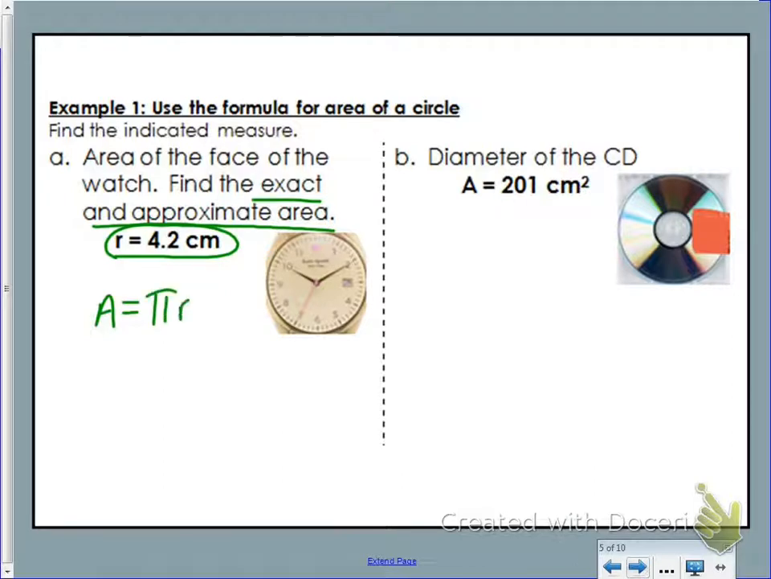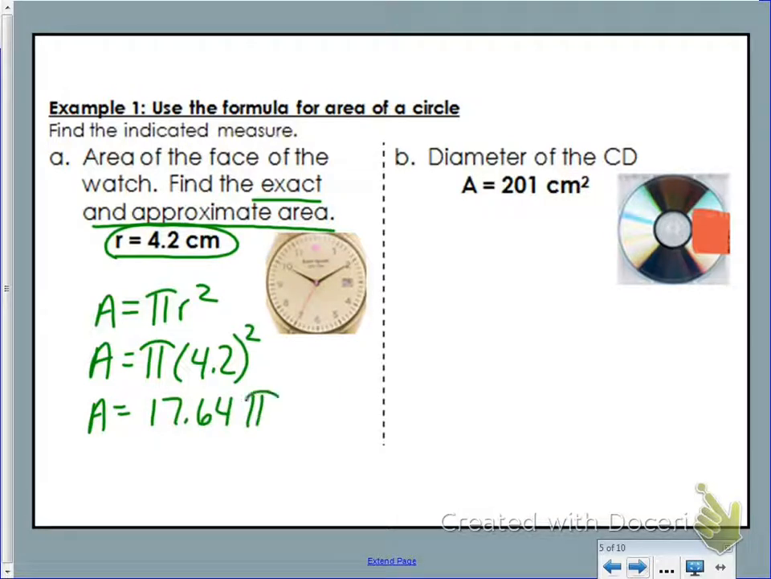So we start with our formula, area equals pi r squared. So pi times the radius of 4.2 squared would look like this. Now for the exact answer, all we're going to do is square 4.2, and we find that that's 17.64, and we don't multiply pi in. So pi just drops down, and we have 17.64 pi centimeters squared. So that's the exact area. There's no rounding going on here. We just have the exact area.